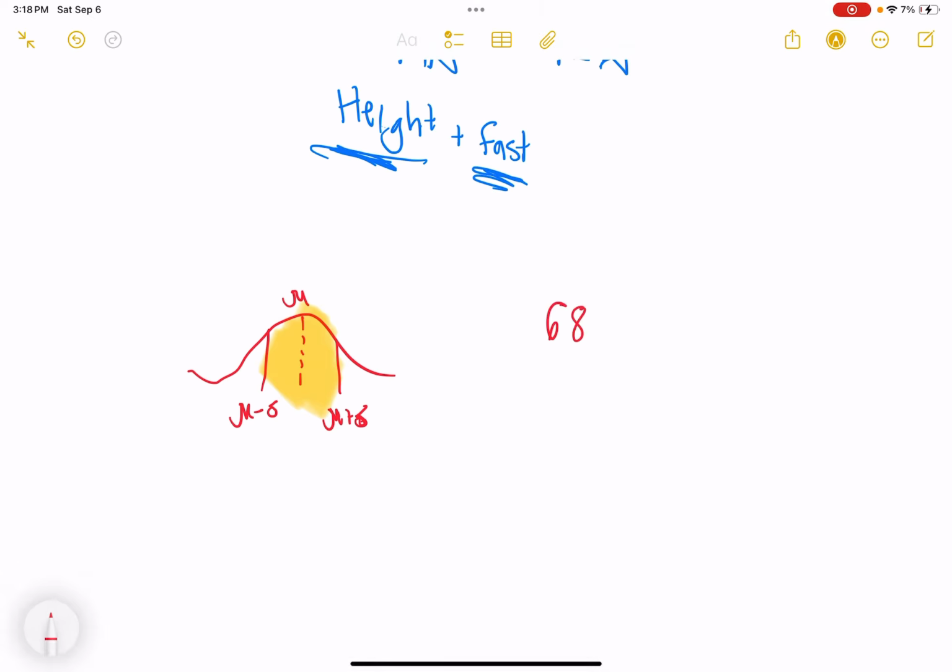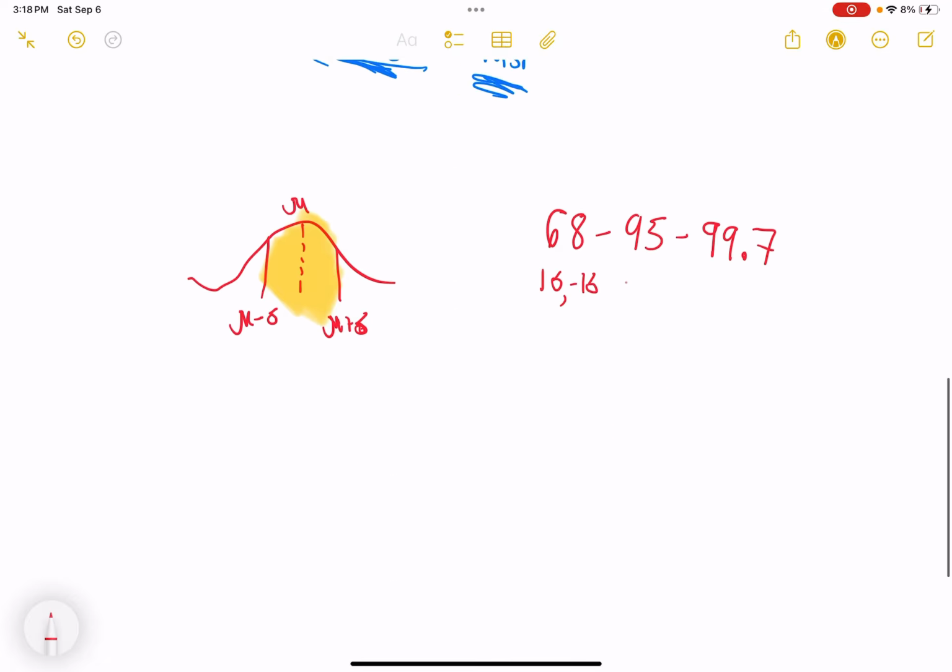Remember your 68, 95, 99.7 rule: within 1 standard deviation to the left and to the right is 68% of the data. Within 2 standard deviations to the left and to the right is 95% of your data. And within 3 standard deviations to the left and to the right is 99.7% of your data.